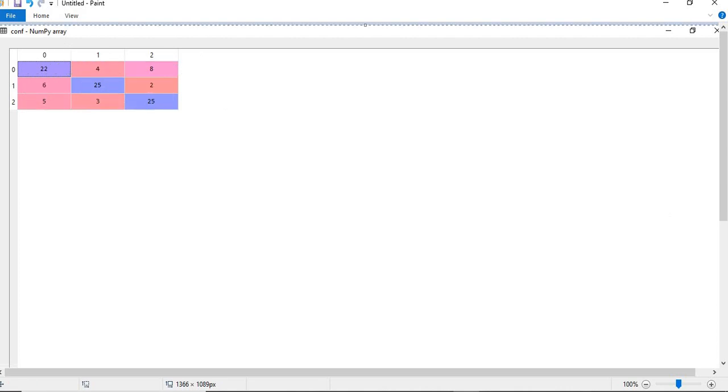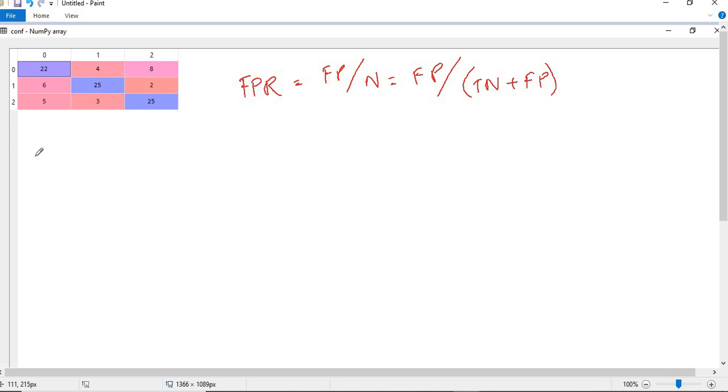Similarly, we'll calculate the false positive rate. You can use the formula that I have shown, but I will show here mathematically how to calculate it. The formula for false positive rate is false positive divided by total negative, which is false positive divided by true negative plus false positive. I've already shown that. So for class 0, false positive rate is false positive by true negative plus false positive.